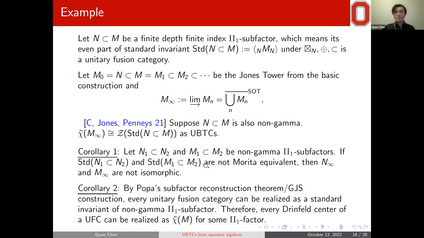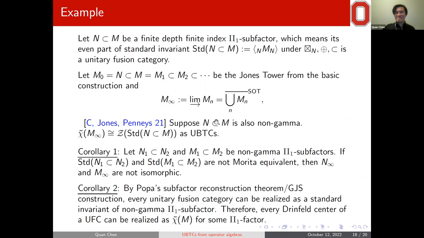Second, by Popa's subfactor reconstruction theorem or the GJS construction, every unitary fusion category can be realized as the standard invariant of a non-gamma II_1 subfactor. So every Drinfeld center of a unitary fusion category can be realized as chi tilde of M for some II_1 factor. For example, these, right? All right, so at least we can say all the Drinfeld centers come from operator algebras.